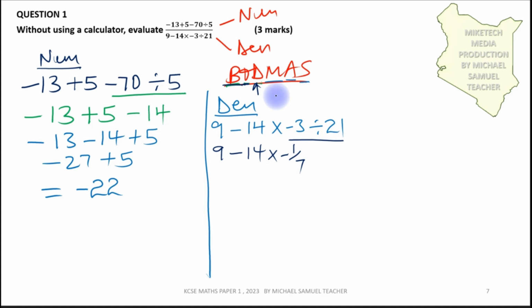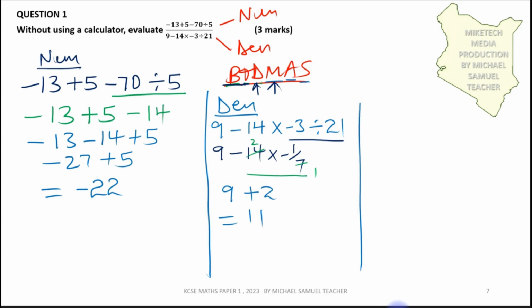Then from there the next operation is multiplication. Therefore in this case we have this operation, so minus 14 times minus 1 over 7, 14 divided by 7 is 2, so minus 2 times minus 1, that is plus 2. Therefore we shall have 9 plus 2, we end up getting 11.